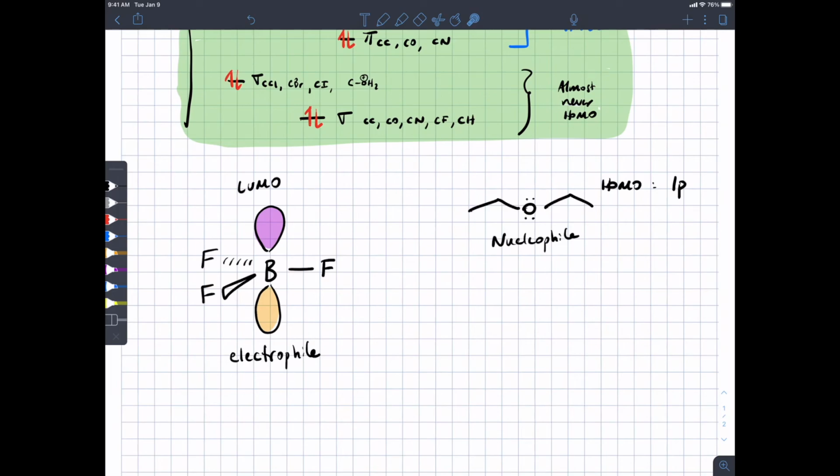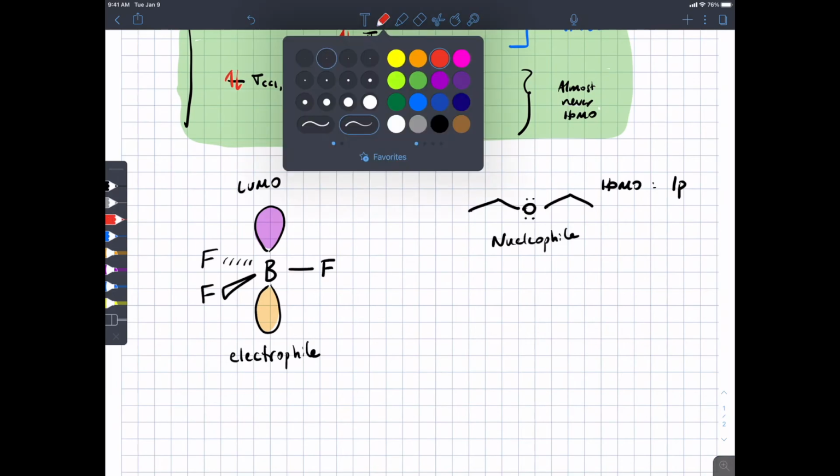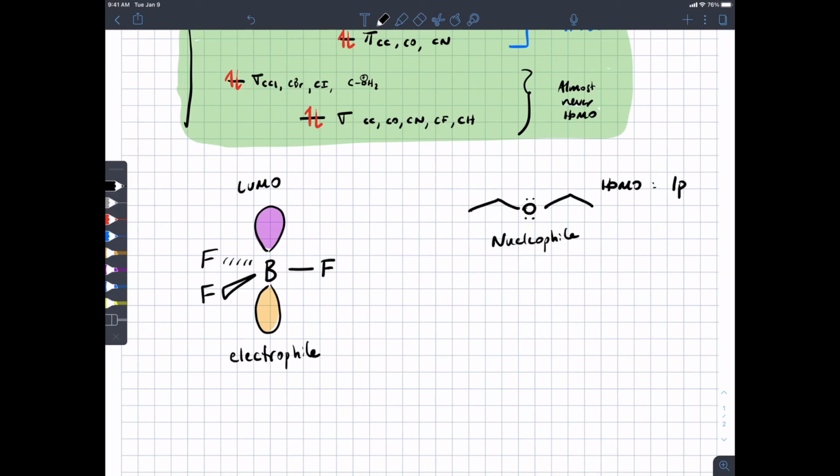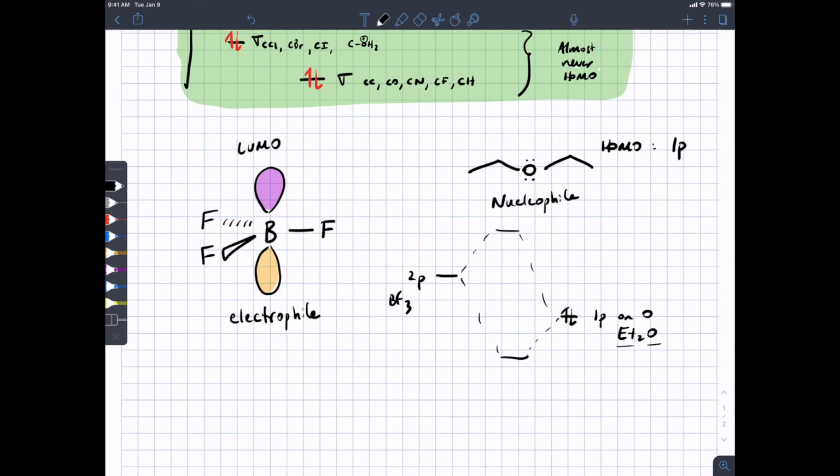HOMO attacks LUMO. That means, from an orbital energy diagram point of view, we would take the empty 2p orbital on BF3, and we're going to mix it with the lone pair on oxygen in our diethyl ether molecule. That's an abbreviation for diethyl ether. You shouldn't worry about it. We're going to mix those two orbitals together. Both of them were non-bonding to begin with, just two starting atomic orbitals. So we mix those together end on end.